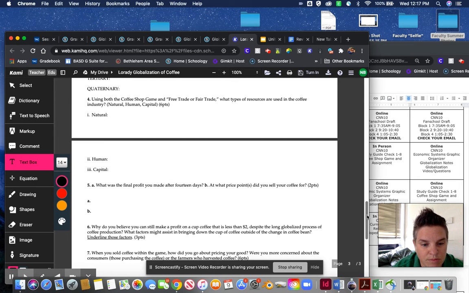Number 6, why do you believe you can make a profit even though your cup of coffee is under $2? Think about that. The coffee bean comes from very far away and goes through a lot of different stages before it ends up in a package or ends up in your coffee cup. How can you keep that price under $2 and still make money on it? Okay, so think about that as you play the game.